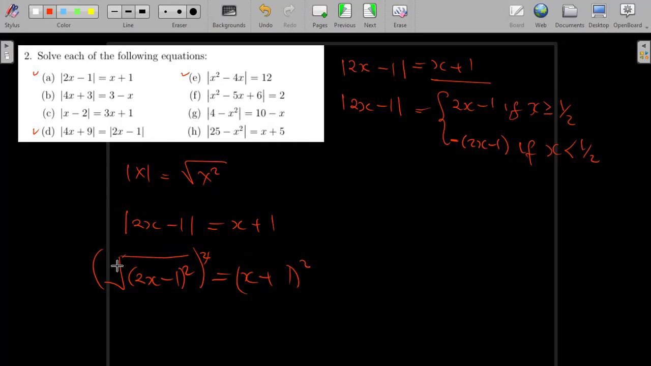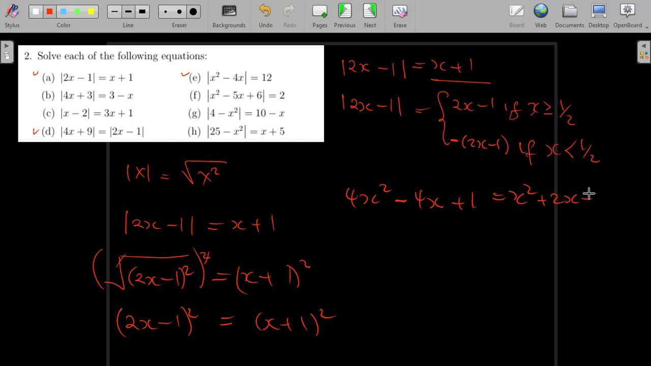Then this square root goes, and I just remain with 2x minus 1. Then I'll have the squared there. And this is going to be equal to x plus 1 squared. Then I can expand this. So to my left, what do I get? I get 4x squared. Then you get minus 4x. Then you have a plus 1. And there you get x squared. Then you have a plus 2x, then plus 1.